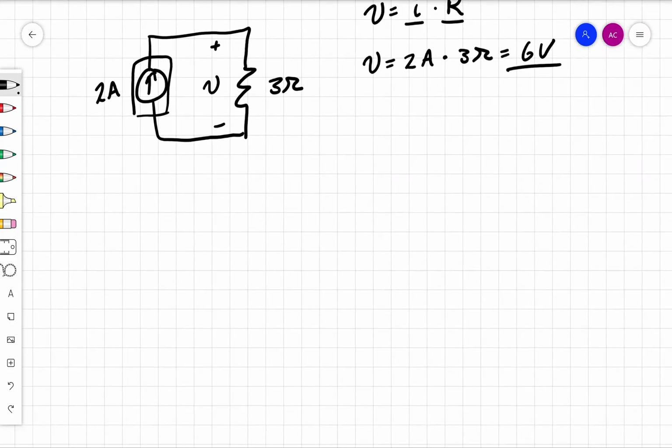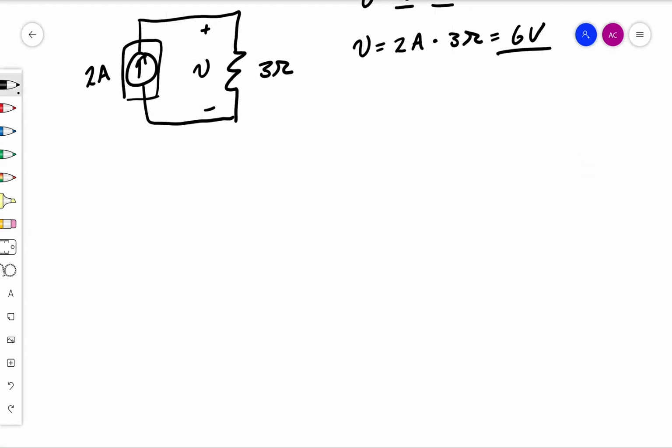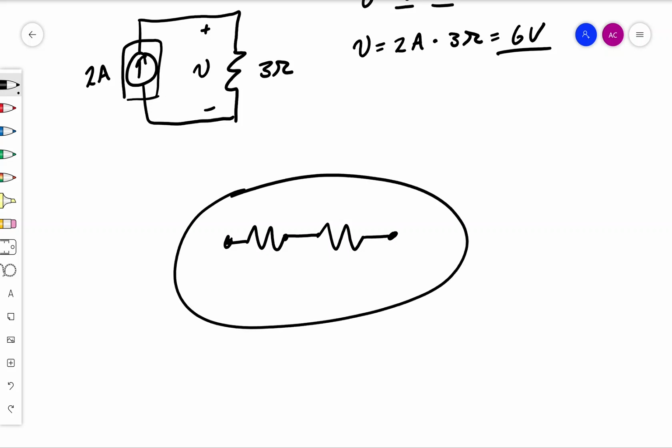So something to think about until the next video is if we have a resistor, okay, and then we have another resistor connected to it, is there any way that we can simplify this to make our calculations easier? So if we have a resistance A and a resistance B, can we simplify that to make our calculations easier? Okay, so that's something for you to think about next time.